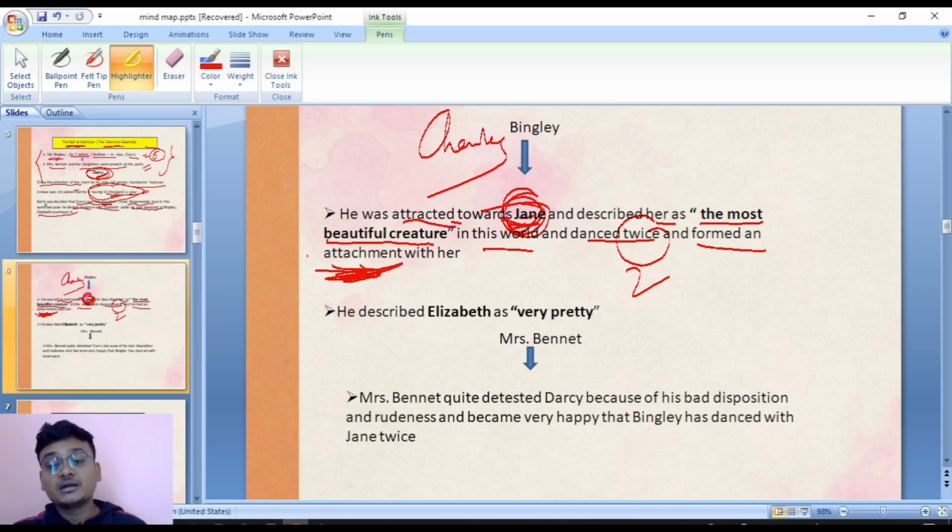But on the other hand, what happened? He described Elizabeth as a very pretty girl. He described Elizabeth as very pretty, and the most beautiful was Jane.